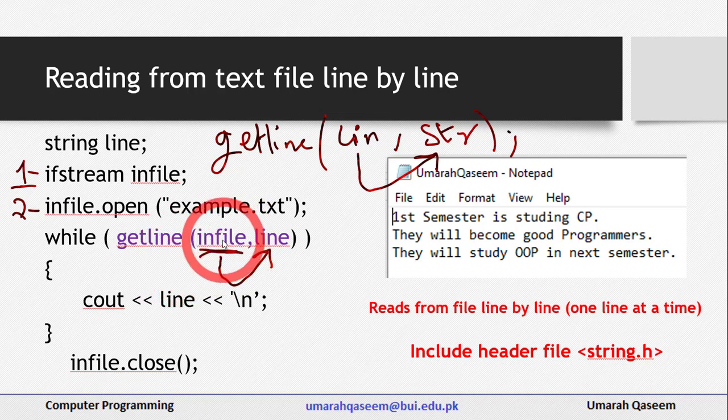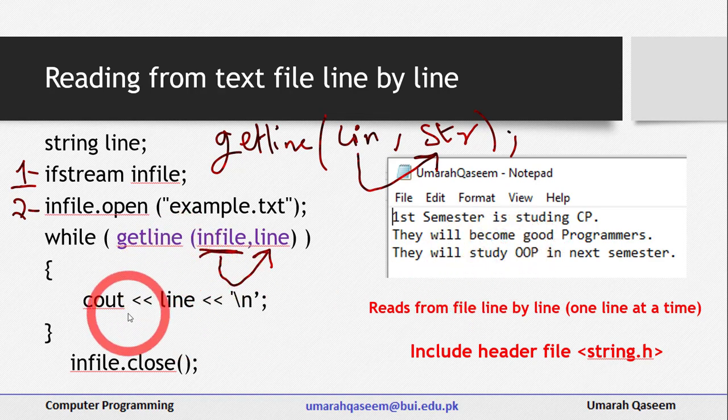This is the name of my file variable, and this is the name of my string, which I have defined earlier. Now what will happen is this function gives me one line at a time. So suppose this is the file, it will read the first line and give it to me in the variable line, and I will display it here. In the next iteration of the loop, it will give me the second line, and it will be stored in the variable line, and I will display it here. In the third iteration, it will give me the last line, right?